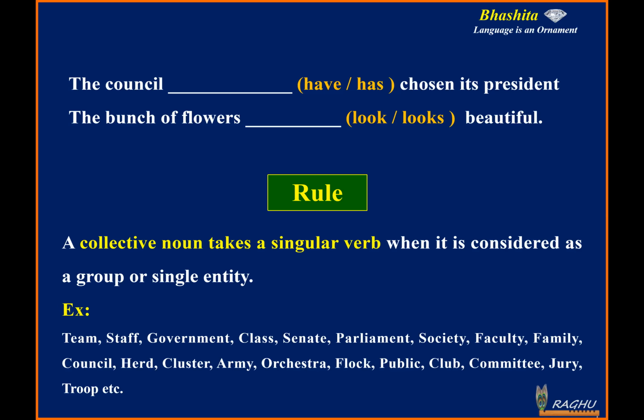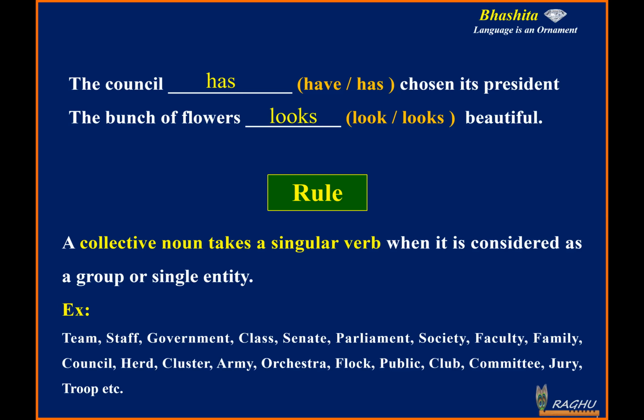For the first sentence, the council has chosen its president. You know that very well. Have is suitable for plural form and has is suitable for singular form. Similarly, the second sentence, the bunch of flowers: is it look beautiful or looks beautiful according to the rule? You know the answer, it is looks beautiful, because when it is singular, we need to add s or es to the first form of the verb. I hope you understand this rule.